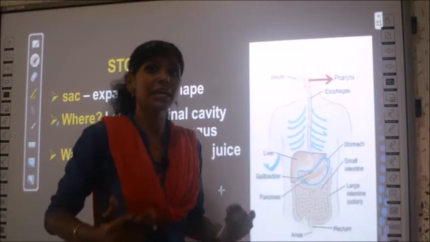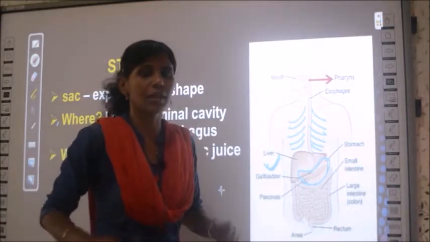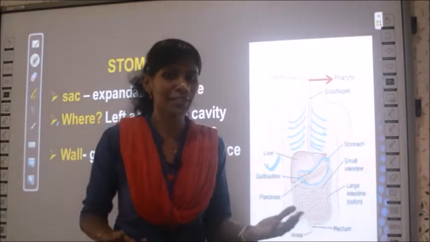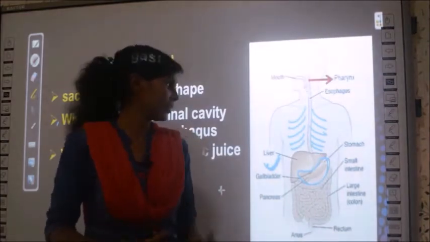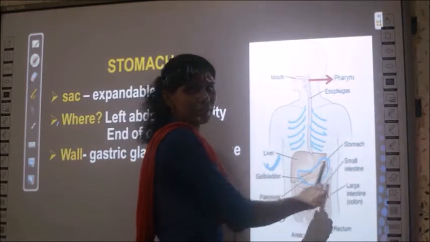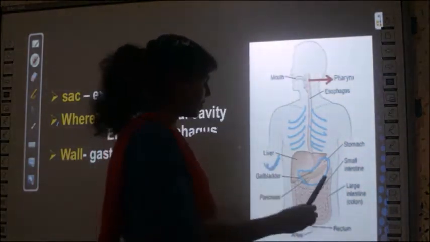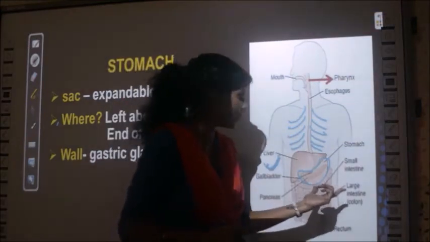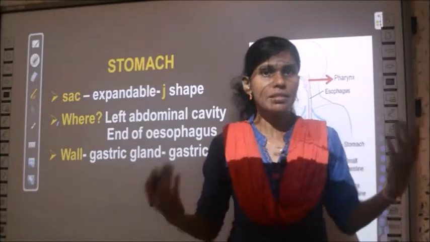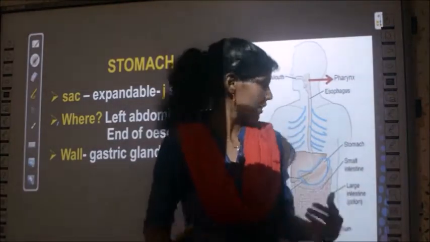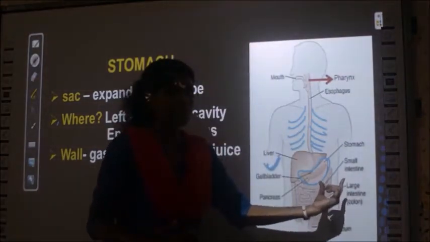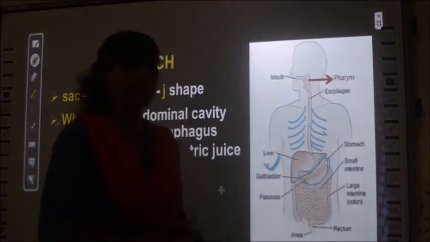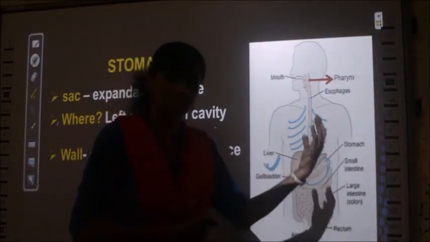Below the ribs and above the pelvic region. Where? Right side or left side? In the left side. So is this right or left? See, for me and for you, this is right, right? But for this man, it is left side. So this man is standing like this, right? So where is his stomach? Right side or left side? Left side, right? So that's why it is called the left abdominal cavity.